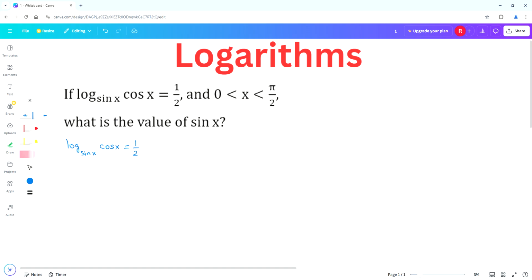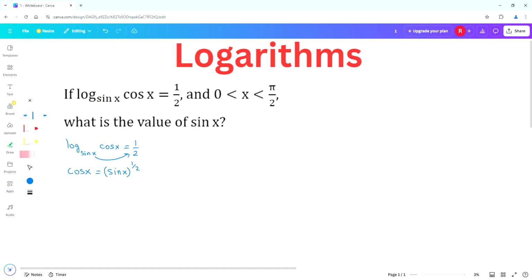We have to find the value of sin x, and sin x is the base of the log term. So we have to find a way to move sin x out of the base of this log term. We can do that by getting rid of the log. We should convert this log equation into an exponential equation by moving the base sin x to the right side of the equation and making it the base of 1 over 2. This is a very important concept we need to understand to solve this problem.